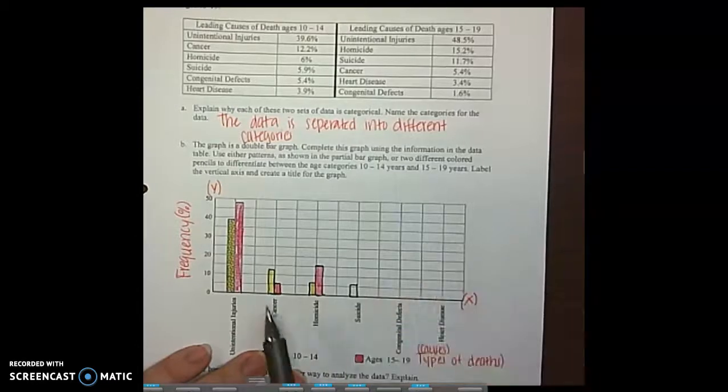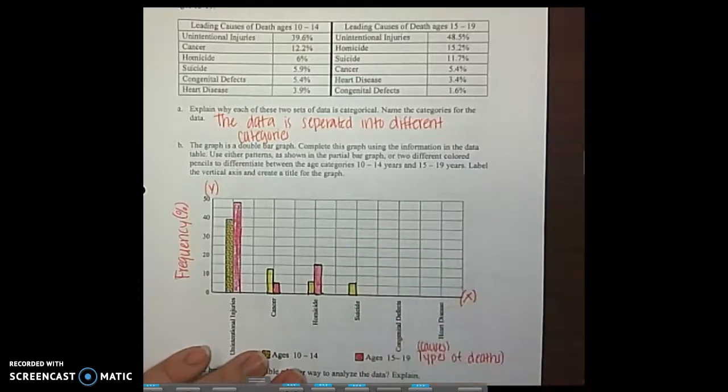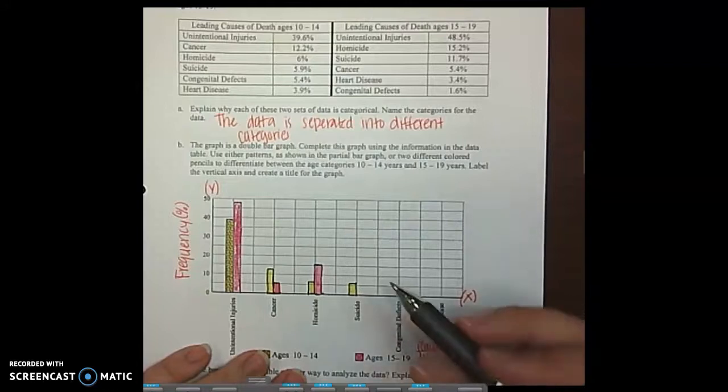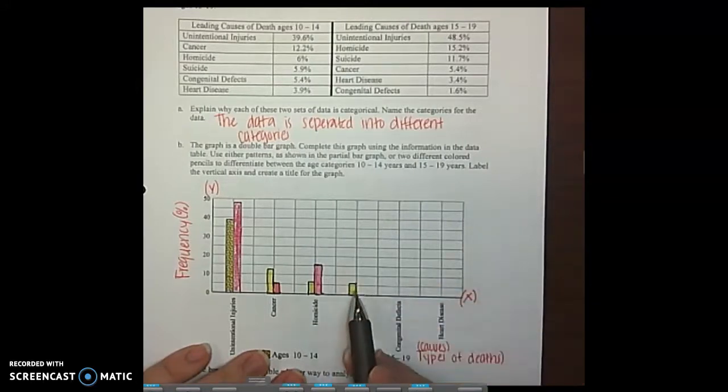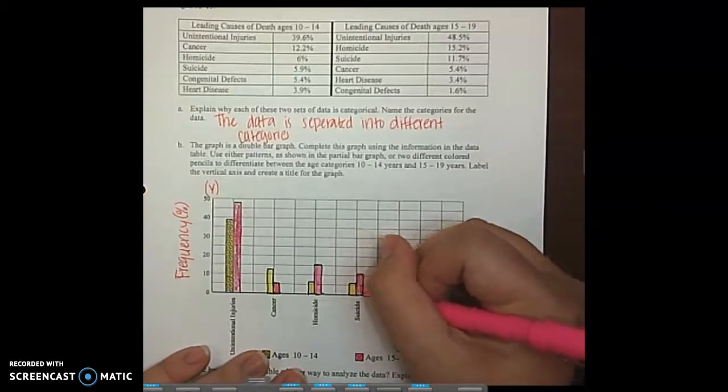Now, as you can see, all of my bars are about the same size. We don't want to do separate sized bars. We want them to be pretty consistent. Suicide for 15 to 19 is 11.7, so I'm going to go up to 10, and I'm just slightly over the 10 mark. And we remember to color it pink.